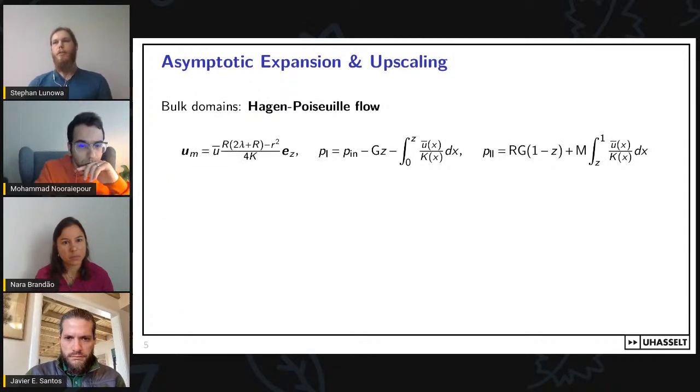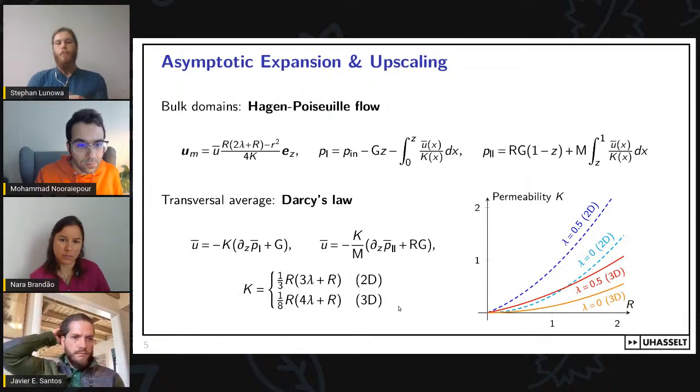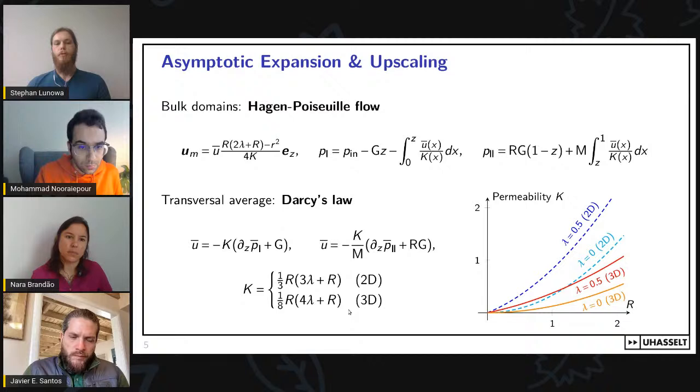Then if you derive all those equations in the bulk domains, meaning away from the interface, in each of the fluids you just get a classical Hagen-Poiseuille flow. And then if you average this transversally, what you also get is a classical Darcy's law, as it's known for single phase flow through pores, where the average velocity is proportional to the gradient in pressure and the gravitational effect. And this permeability then depends quadratically on the radius. So for 3D, that's just the classical 1/8 radius squared relation you get for tubes in single phase flow, now also depending on the slip parameter lambda. And for the thin strip in 2D, that's basically this 1/12 diameter squared relation you get for the Couette flow.